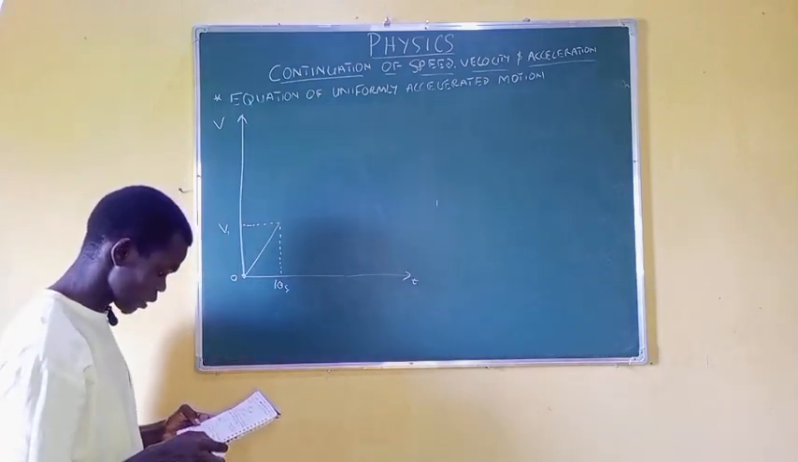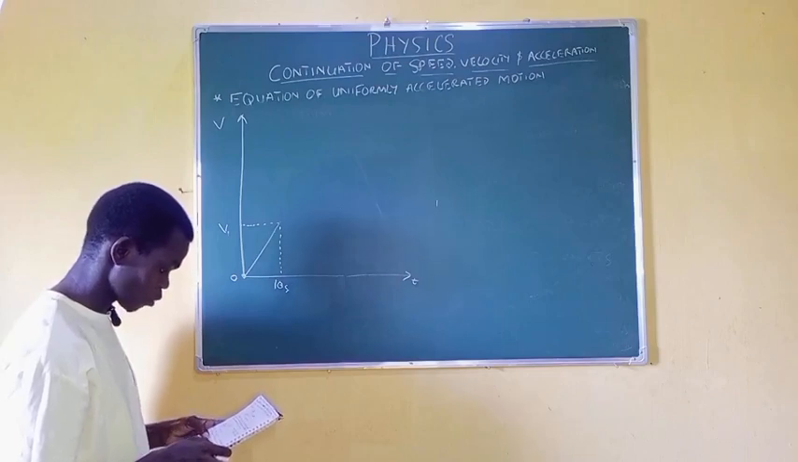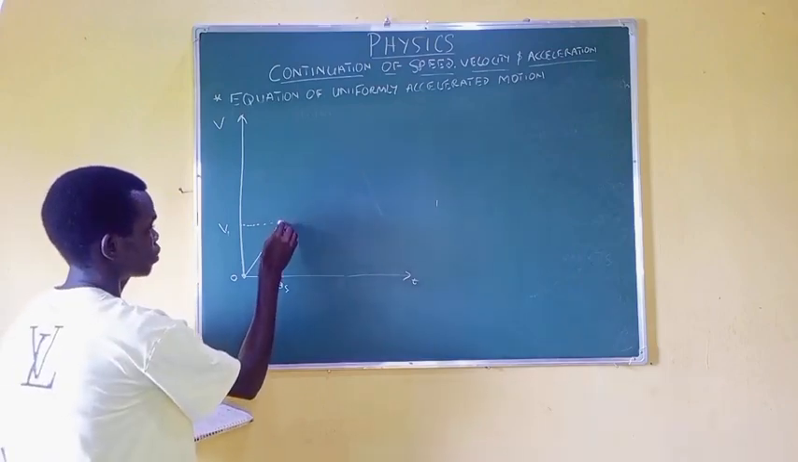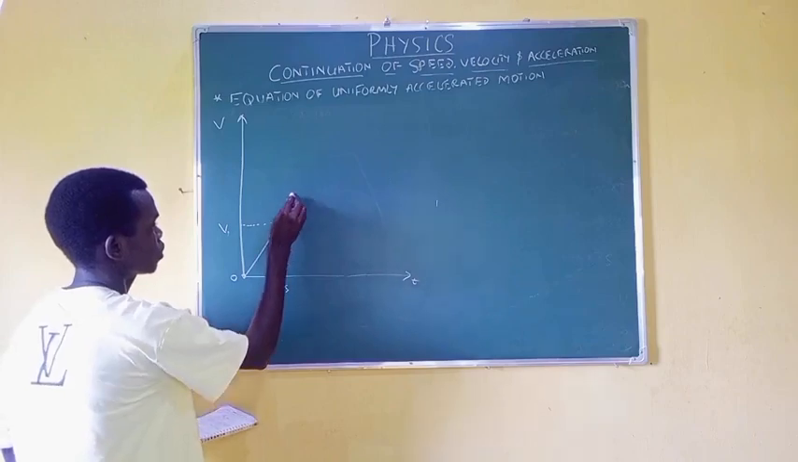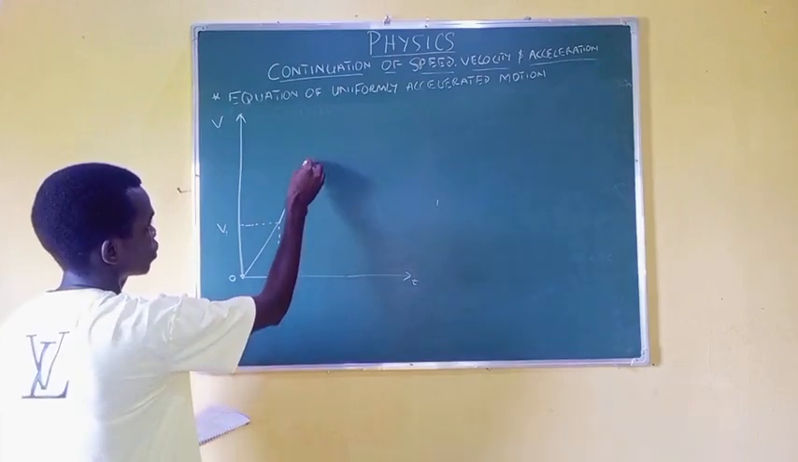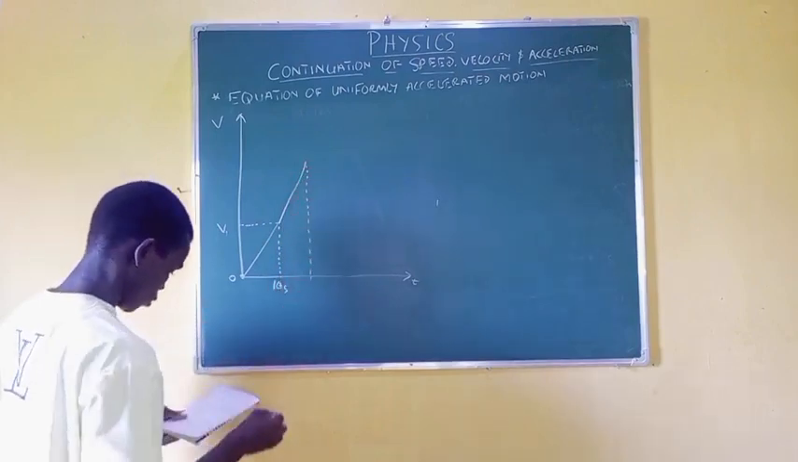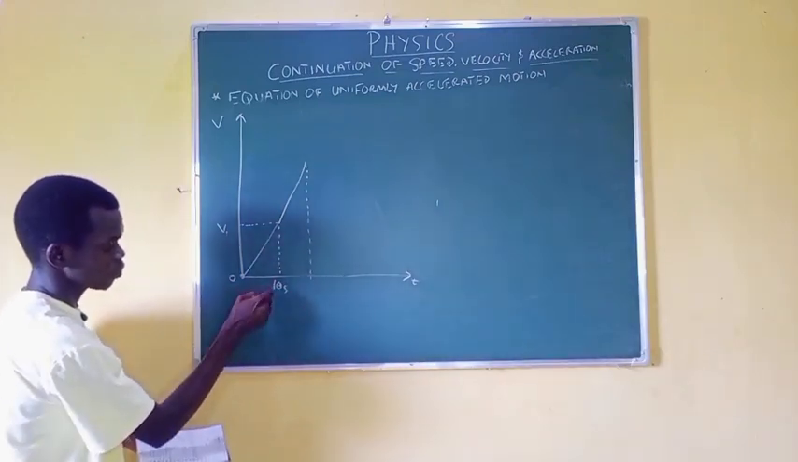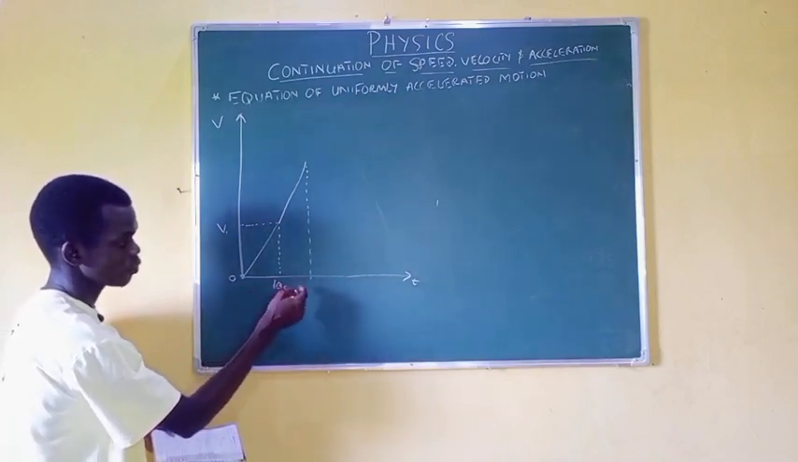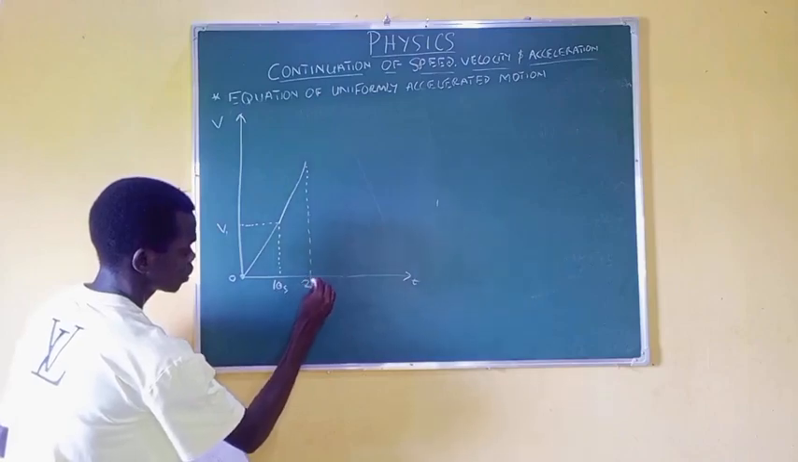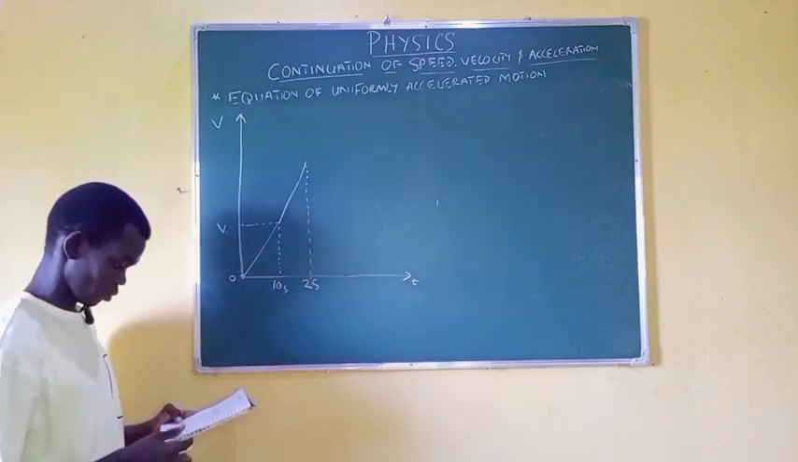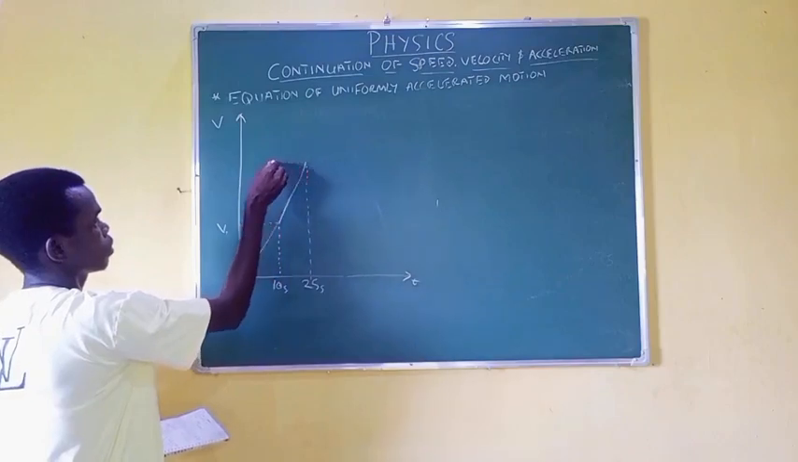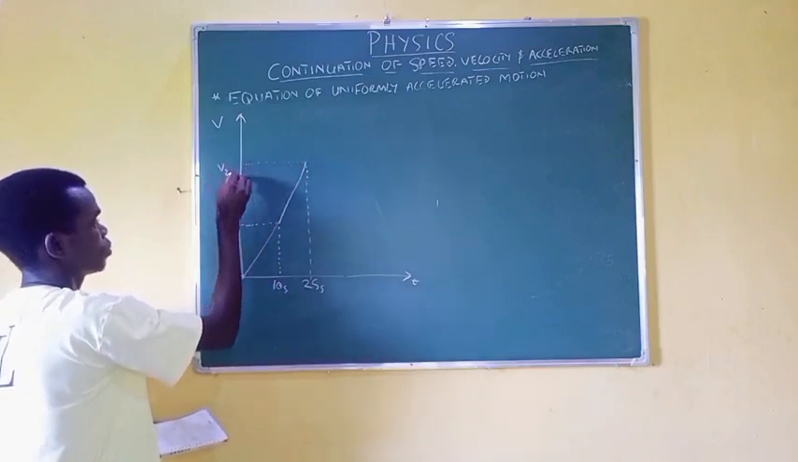It then accelerates at a uniform rate of 1 meter per second squared for another 50 seconds. Let's say it accelerates again, which is an increase in velocity, for 50 seconds. You add that 50 seconds to the 10 seconds, it becomes 60 seconds. Let's assume here to be v2.